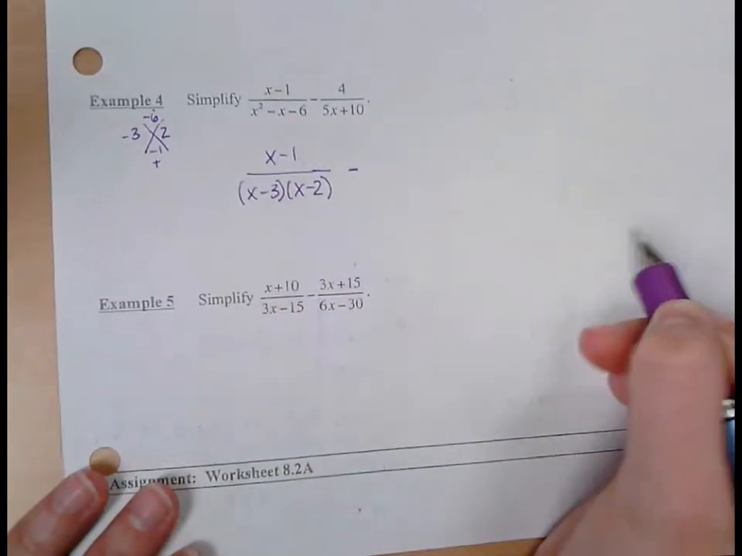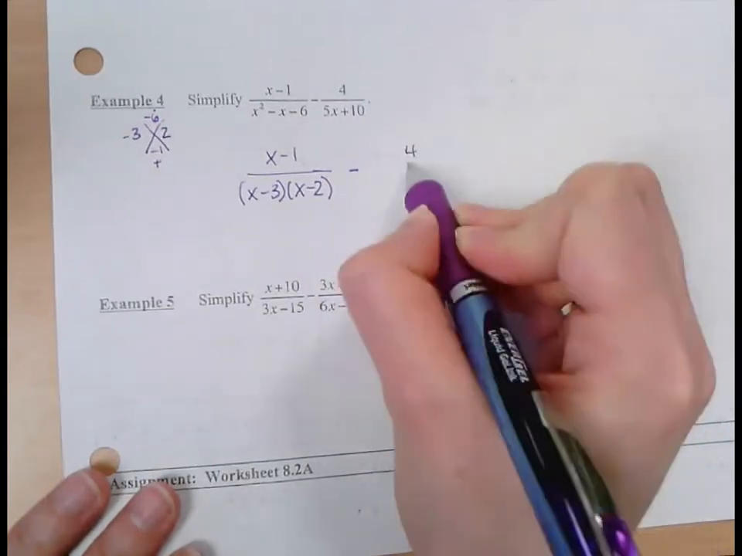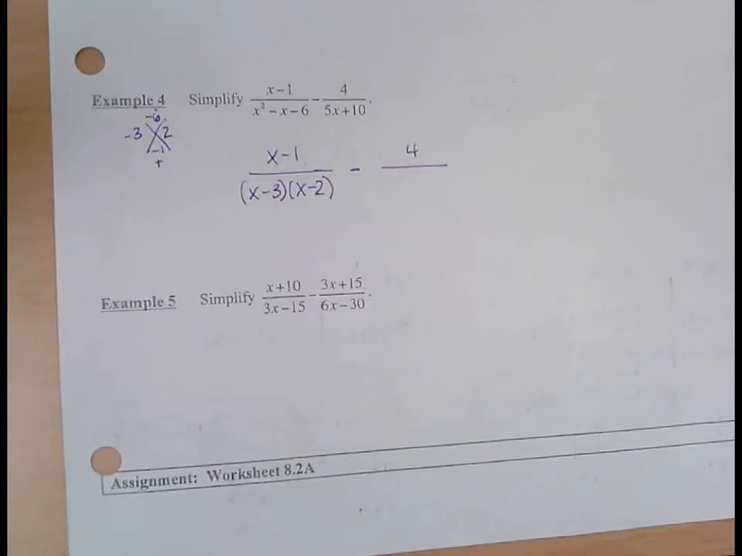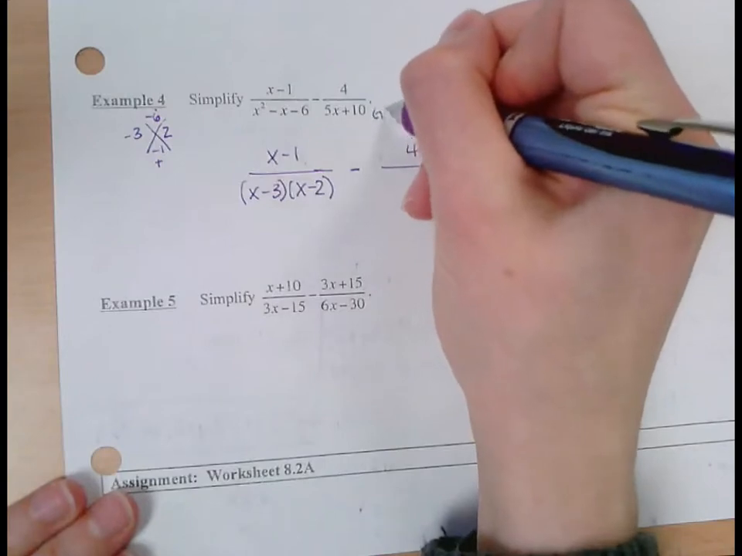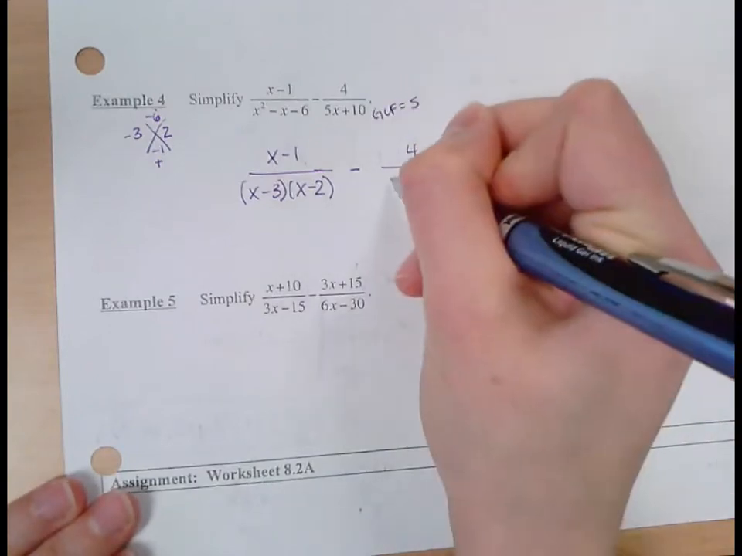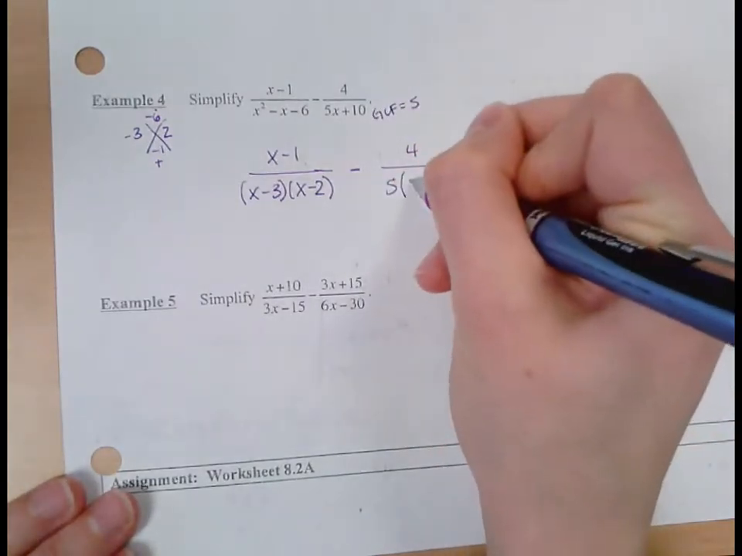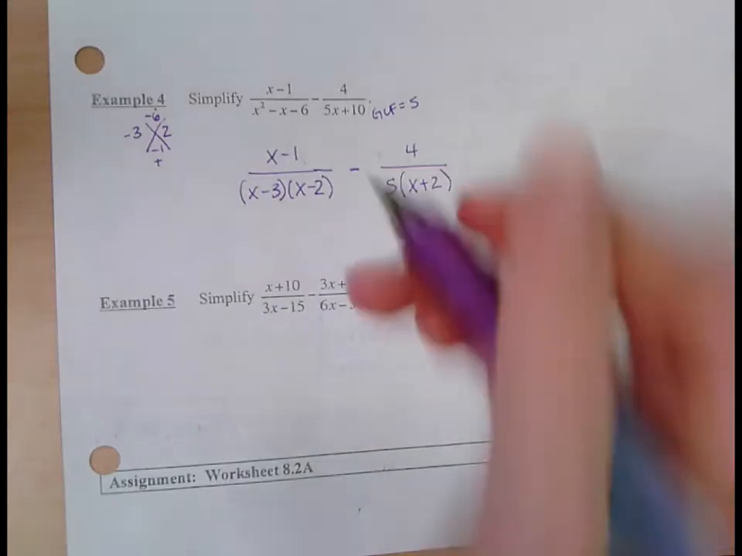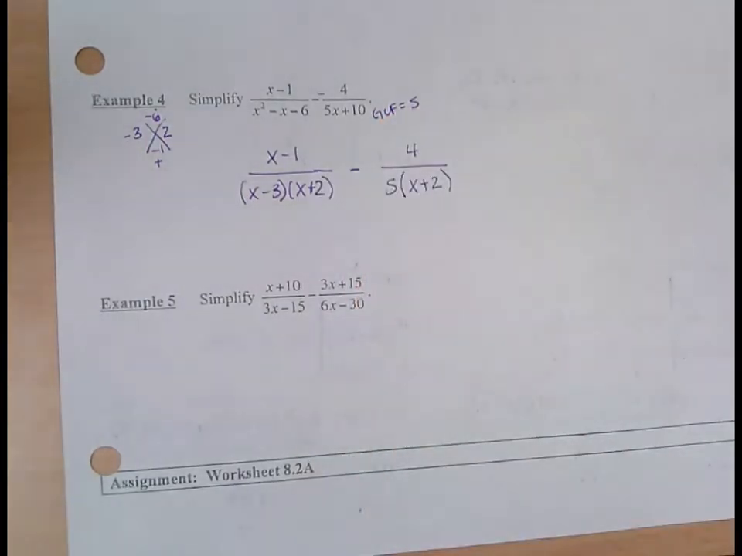And then I have minus. My second fraction is still going to have a numerator of 4. How would I factor 5x plus 10? GCF of 5. So that would be 5 times x plus 2. Oh, and I wrote this wrong. This should be x plus 2, not x minus 2. So the first denominator should be x minus 3 times x plus 2. Second denominator is 5 times x plus 2.